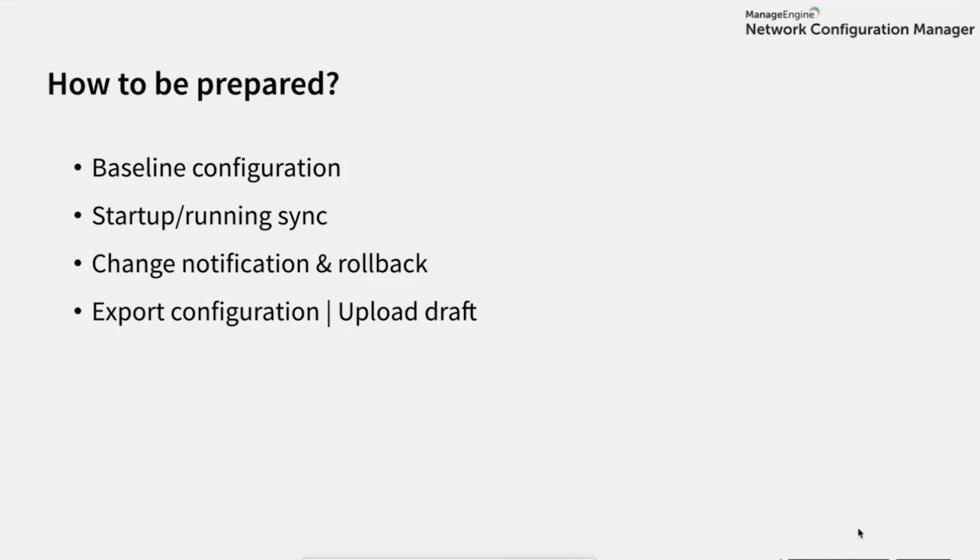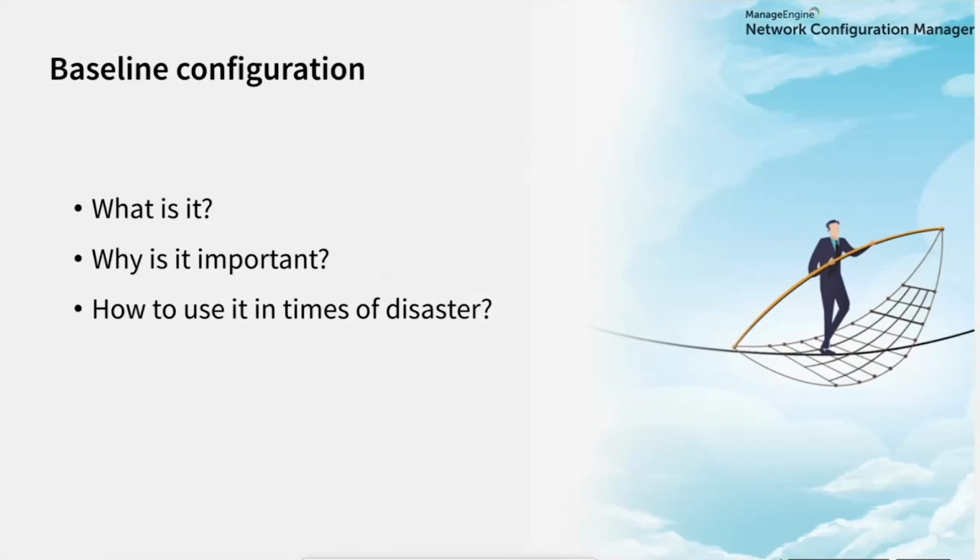One is baseline configuration. So what is baseline configuration and why is it important? Let's say there is a sudden outage and you don't know which configuration file is the most stable one. In that case, you can rely on baseline. Baseline is the label you give to a very stable configuration version. For example, let's say there are 35 configuration versions, and version number 30 is the most stable version. You can name it as the baseline version. So during times of disaster, you can simply go to the upload option and click the baseline configuration to be uploaded.